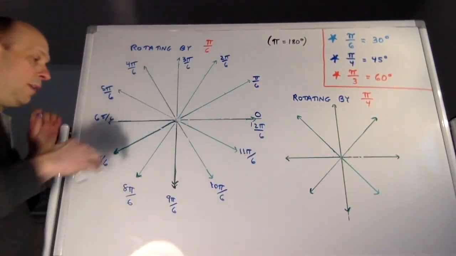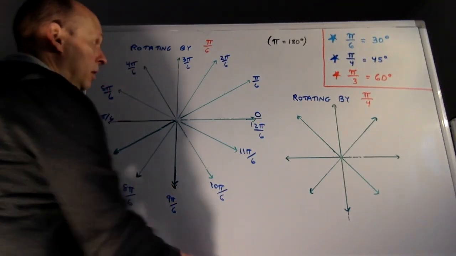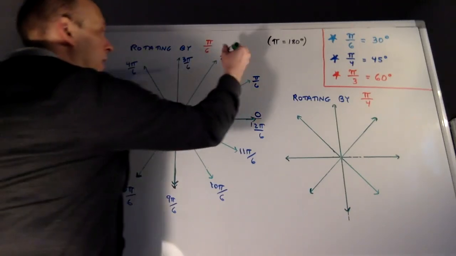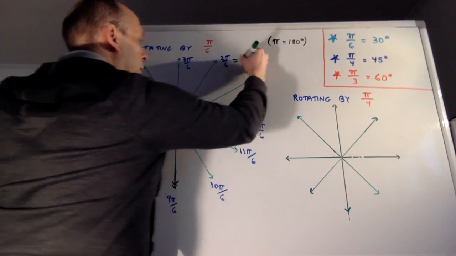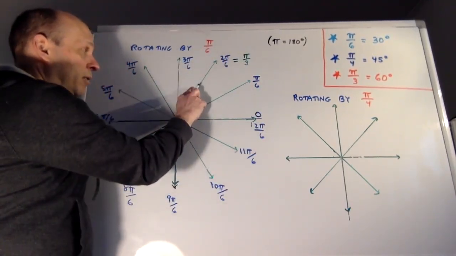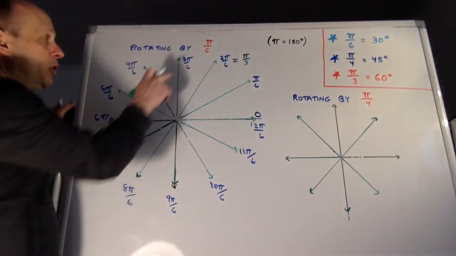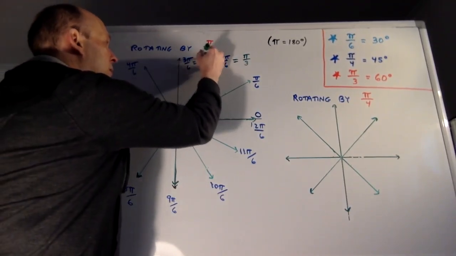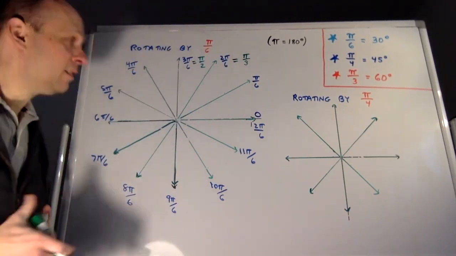Now, as I'm writing these fractions, you are probably realizing that a lot of these can be simplified. And of course they can. 2 pi over 6, that's the same as pi over 3. Which makes total sense, right? Because that's 60 degrees. As we've seen, pi over 3 is 60 degrees. Also, 3 pi over 6, that can be simplified also. That's pi over 2. That makes sense. Pi over 2 is 90 degrees.